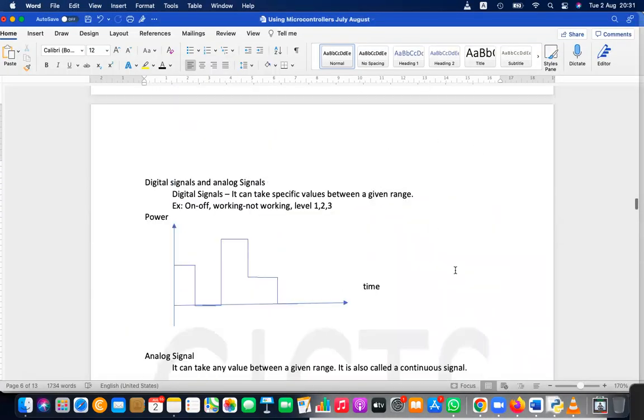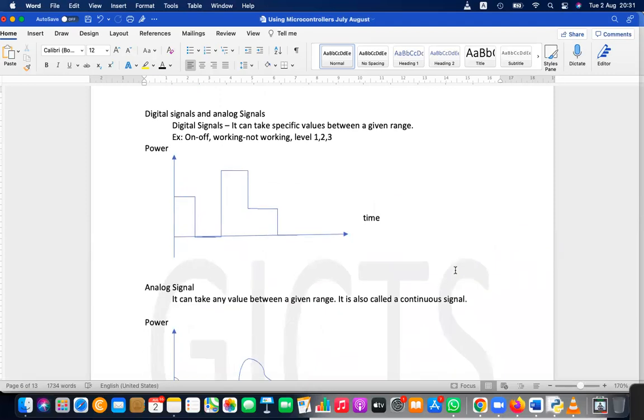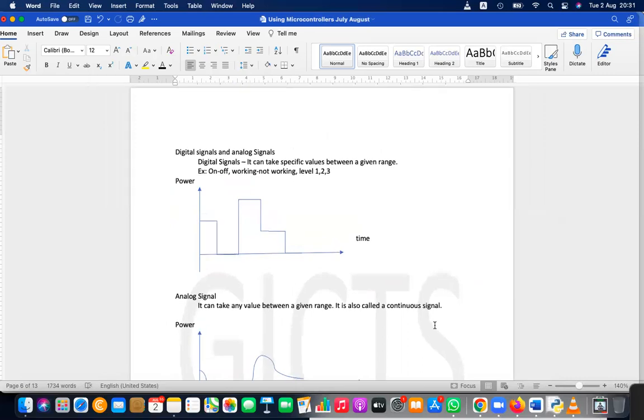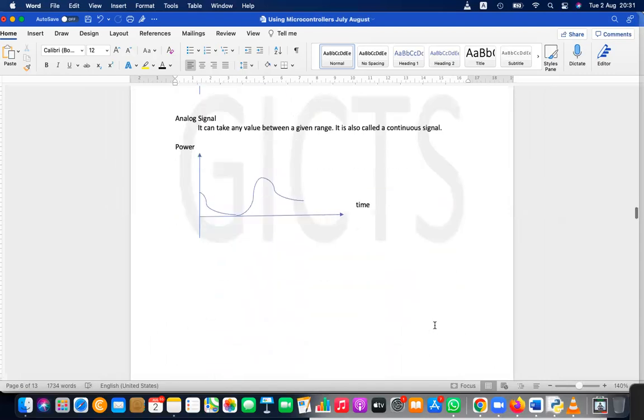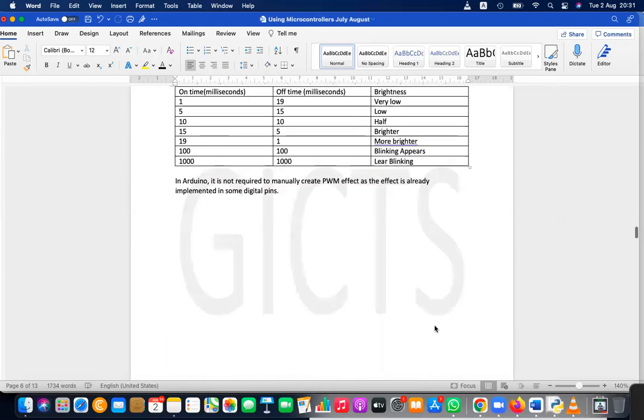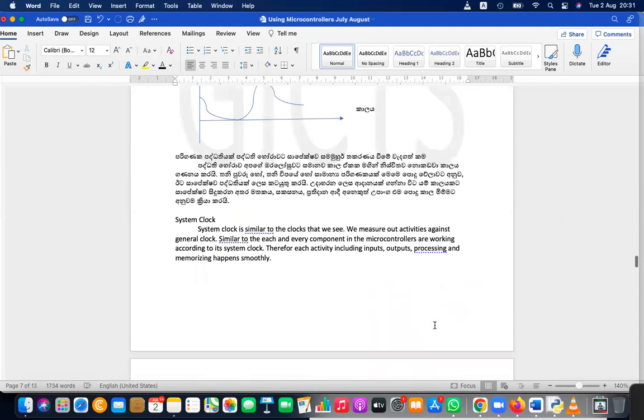So both analog and digital inputs and outputs are supported by this. You can see A0, A1, A2, these are analog pins. And then you have 0, 1, 2, 3, 4 up to 10, 12, 13, these are digital pins. Arduino has both of these.